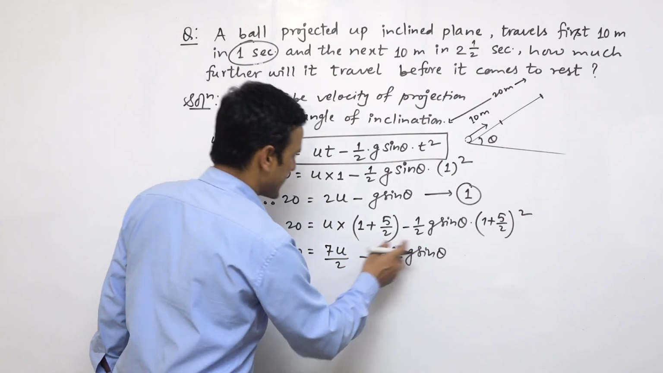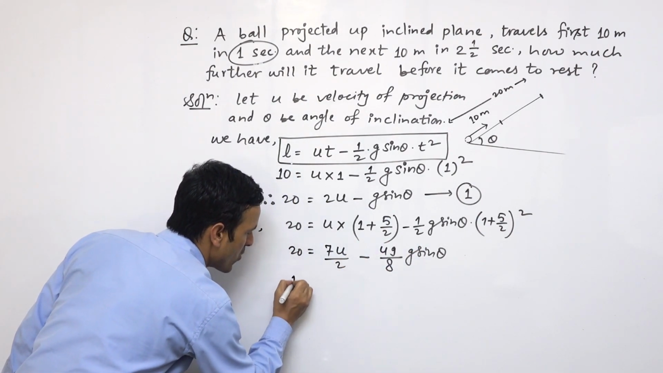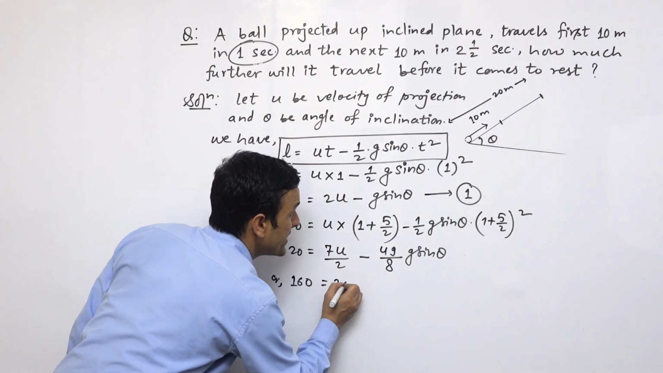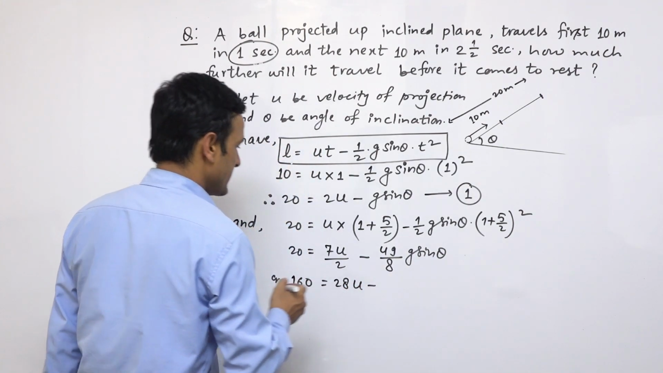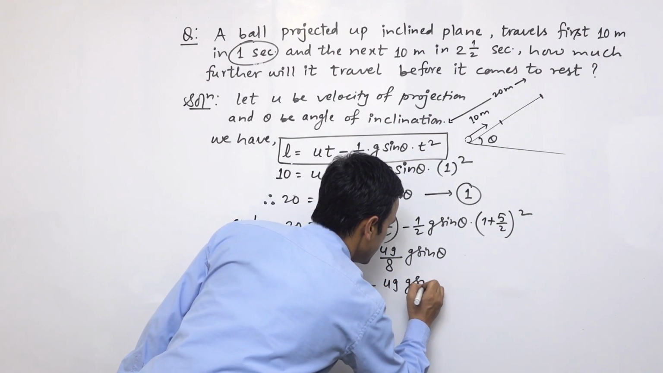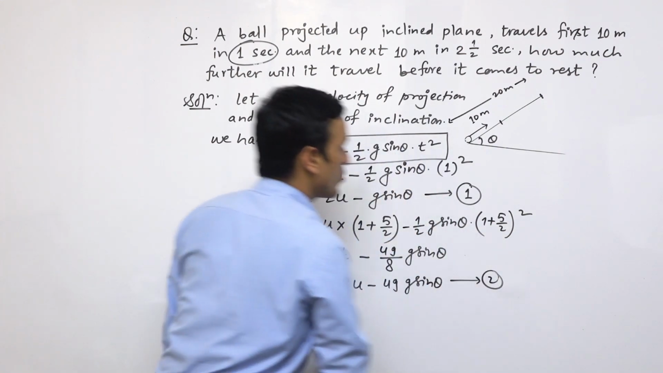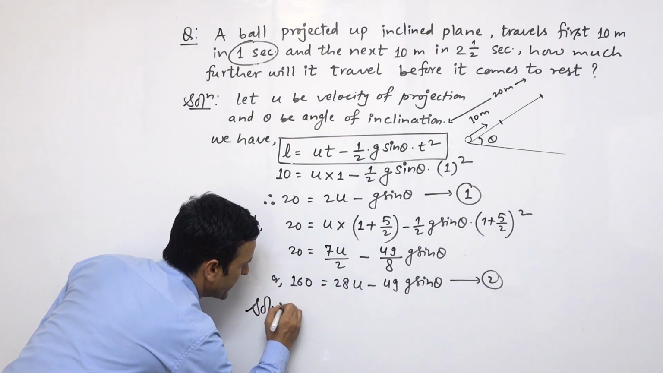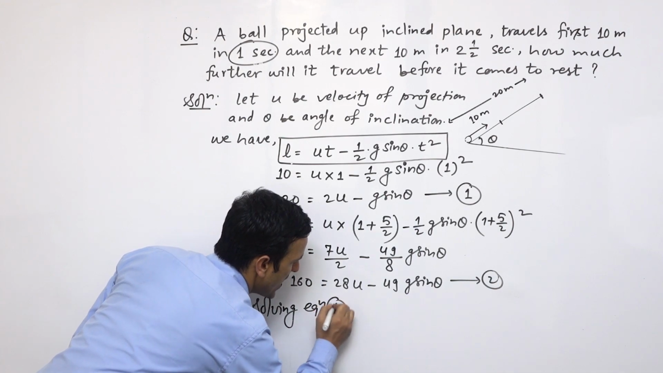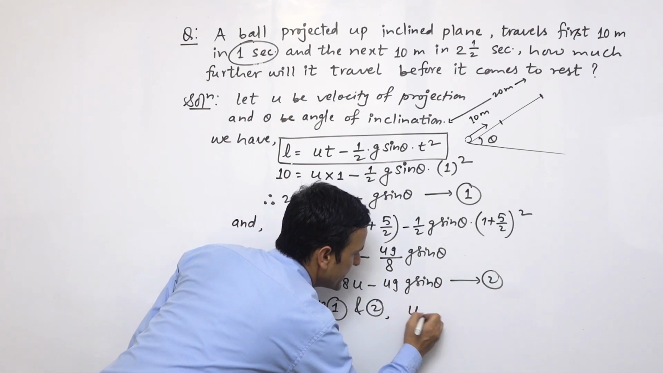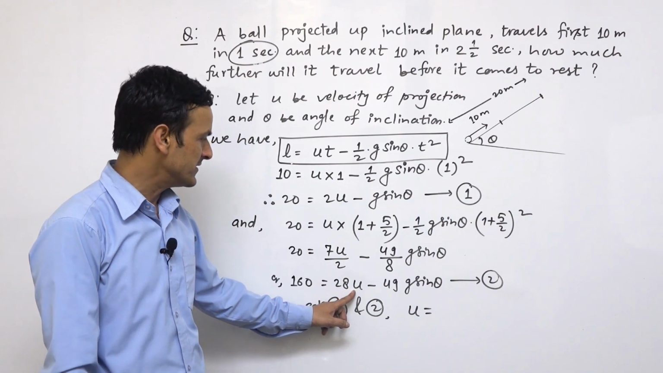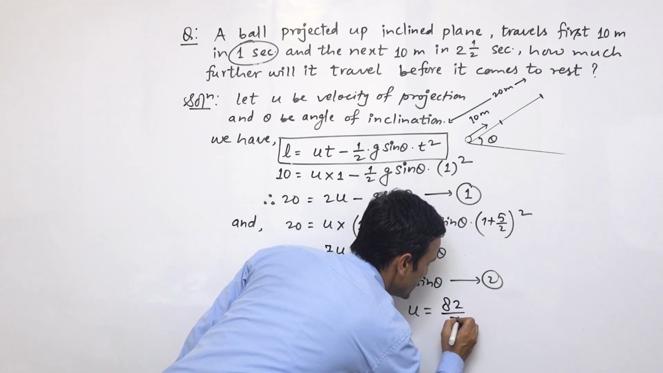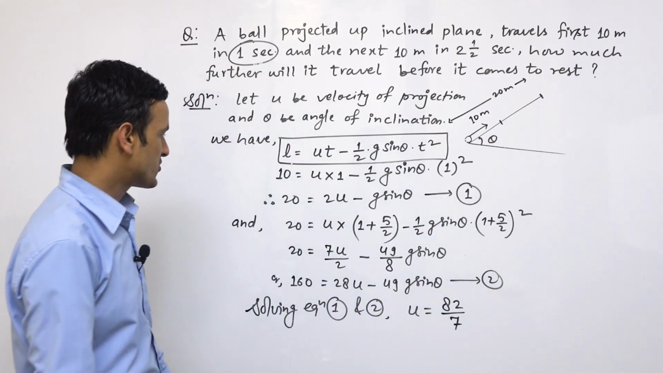So if you take LCM of this 8, so 8 to the 160, write down directly 160. So 2 4 the 7 4 the 28 u minus, and this one 49 g sin theta. So this is equation 2. Now solving this 1 and 2. Now solving equation 1 and 2, we get the value of u and value of sin theta. So value of u is obtained from this is 82 by 7 after calculating this one.